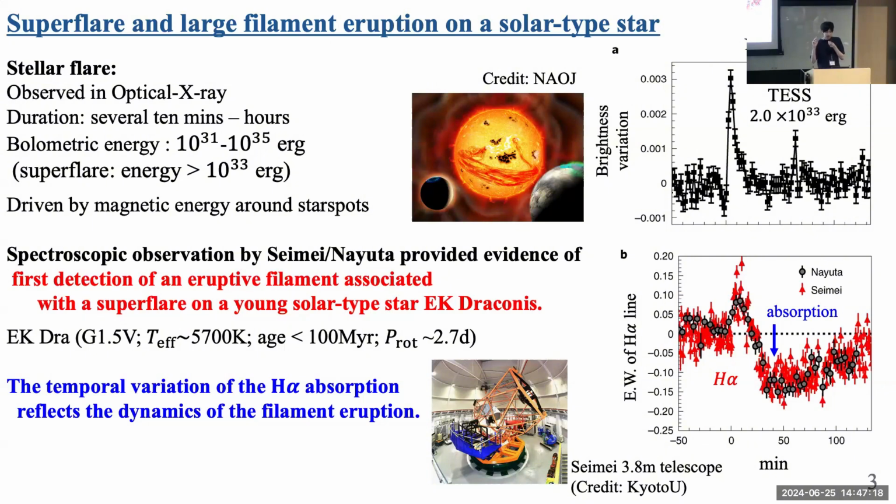times faster than the Sun, mainly from spectroscopic observation of the H-alpha spectrum by the Seimei 3.8 meter telescope in Japan, simultaneously with TESS. The upper right panels show the flare light curve by TESS, and the lower panels show the light curve of H-alpha. You can see the H-alpha absorption during the post-flare. The variation in time reflects the dynamics of the filament eruptions.